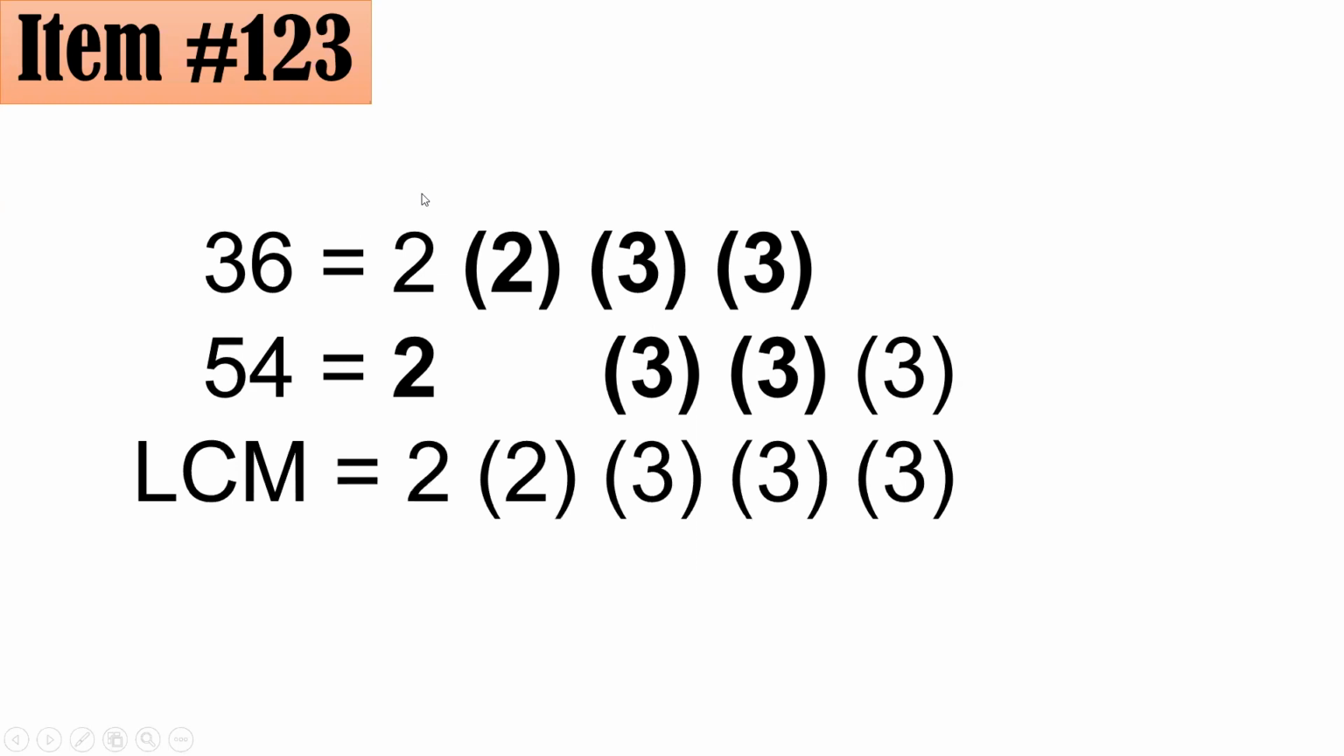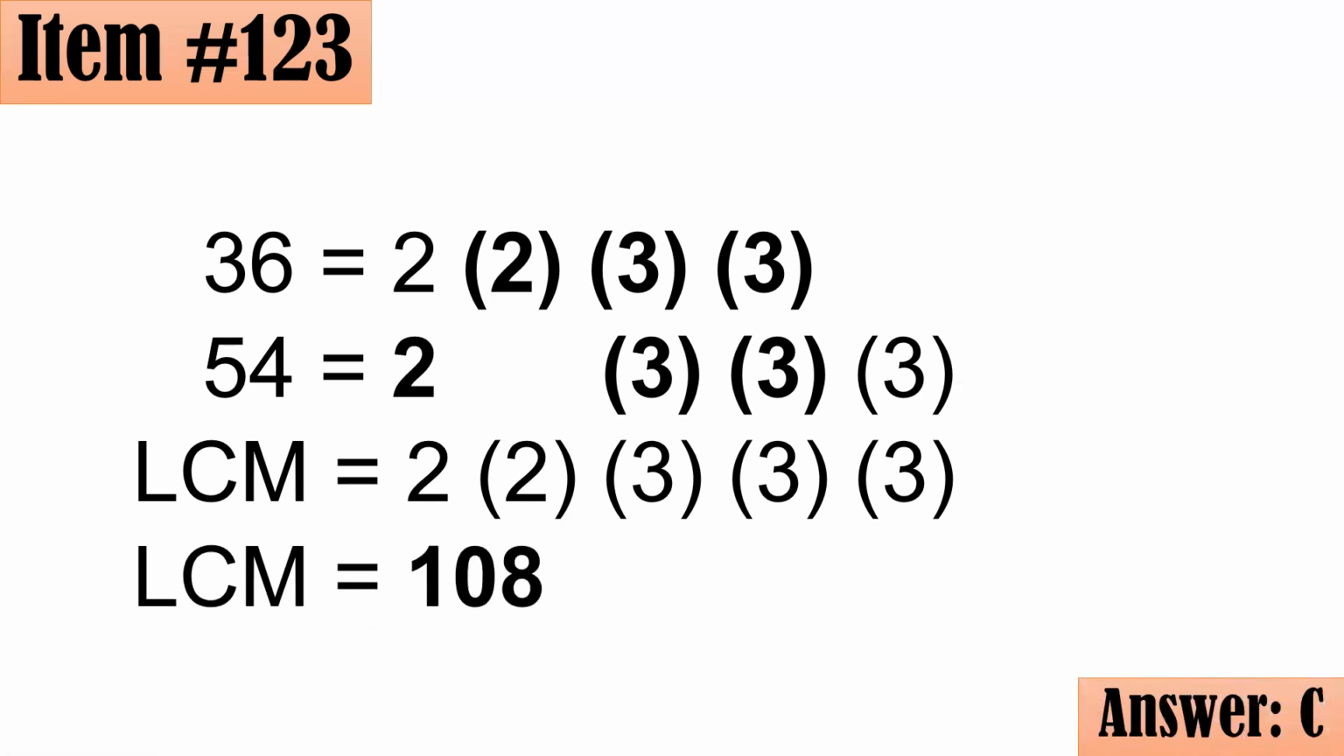So multiply them, copy, 2, 2, 3, 3, 3. This is a very elementary way of finding the LCM. And if you do 2 times 2 times 3 times 3 times 3, that gives you 108, letter C. And I also have to agree with what Sir Chad commented. It's the product of the highest powers of primes.